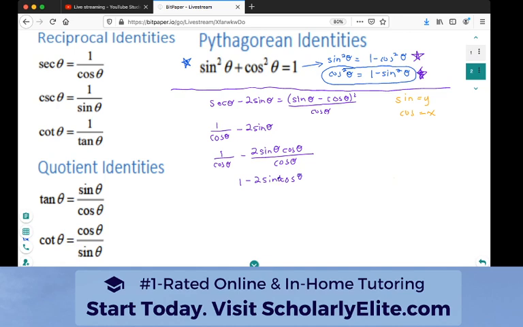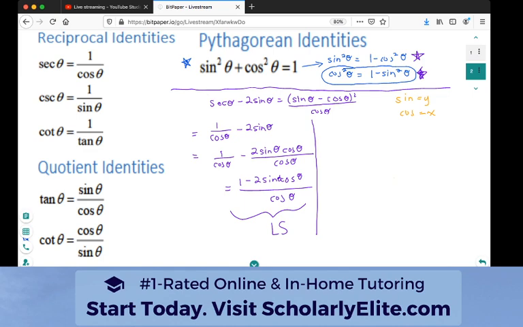Gotta put my thetas in there. And cos of theta. Okay. So this is what we've got on the left side. I'm going to leave this as it is right now. Left side, done for now. Put my equal signs in. Great. What's going on over here?